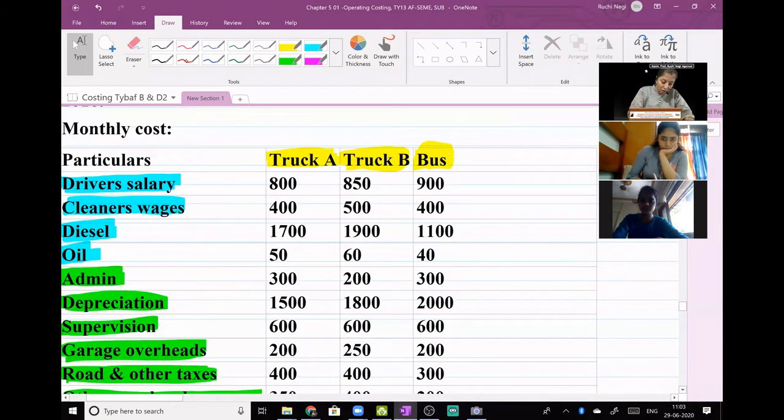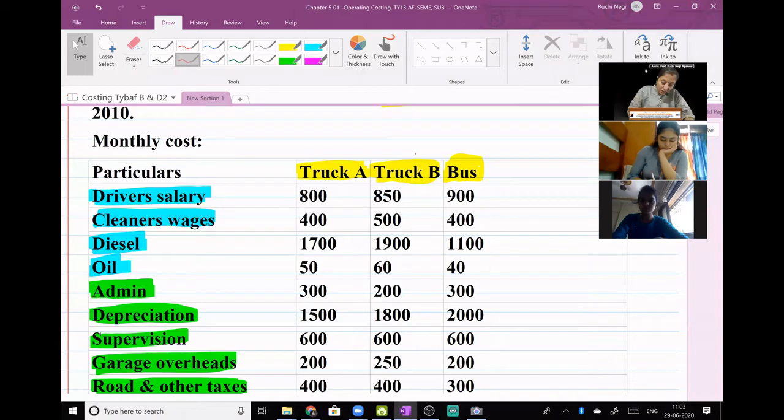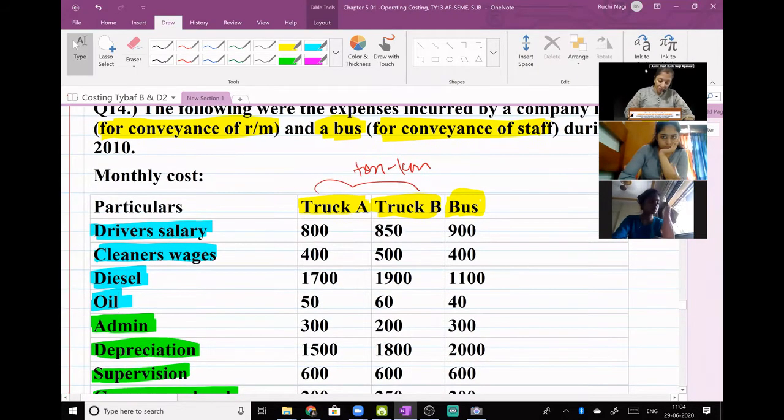So for these 2 informations, we are going to calculate ton kilometers. Obviously, it's a composite cost unit because in brackets they have mentioned for conveyance of raw material. That means trucks A and B are used for carrying raw material. So obviously we are going to find ton kilometers.